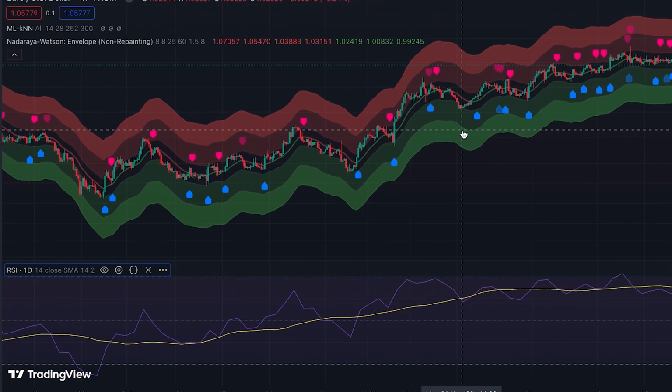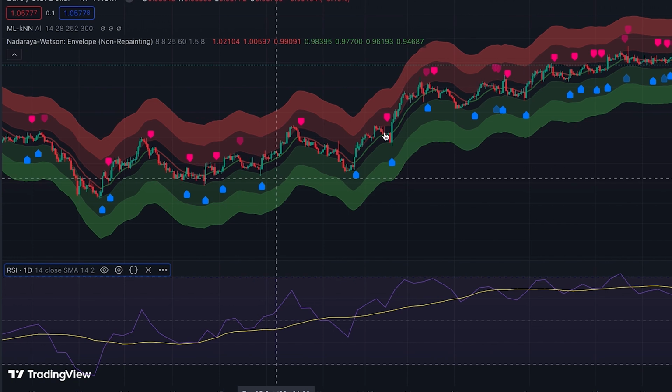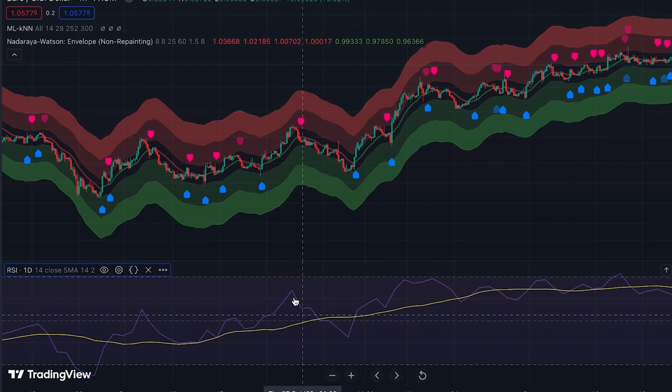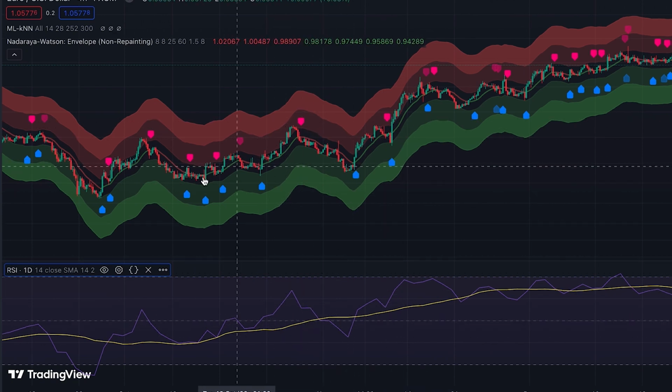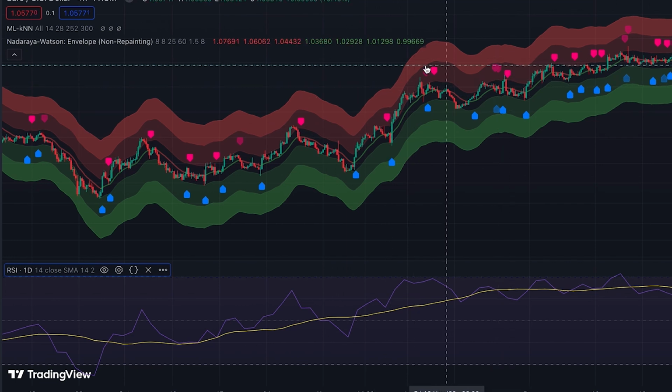Alright, being in this uptrend confirmed by price action analysis or RSI as I explained earlier, and avoiding all these short position signals, now we added this Nadaraya-Watson indicator to help us take the best long position signals here that are generated by our machine learning indicator.